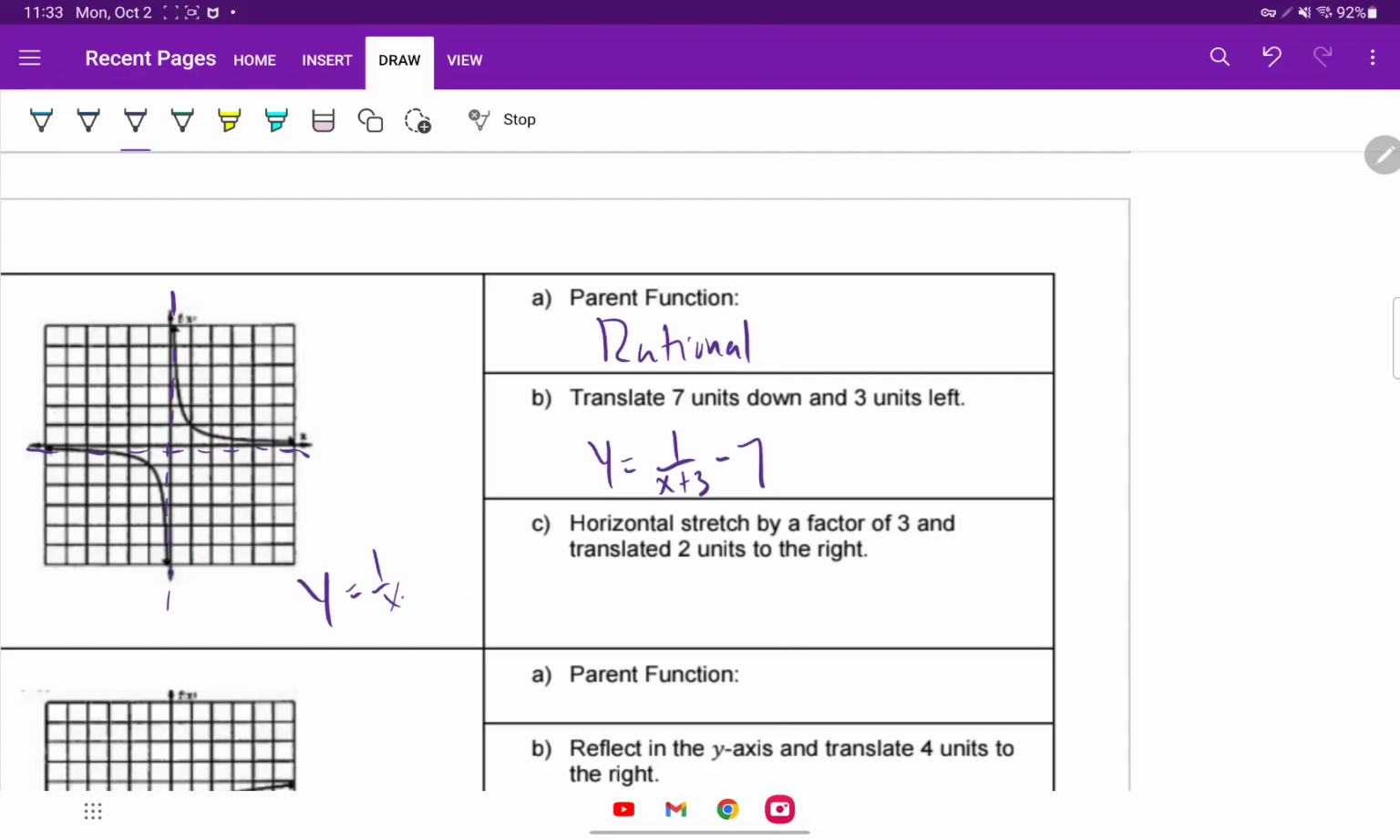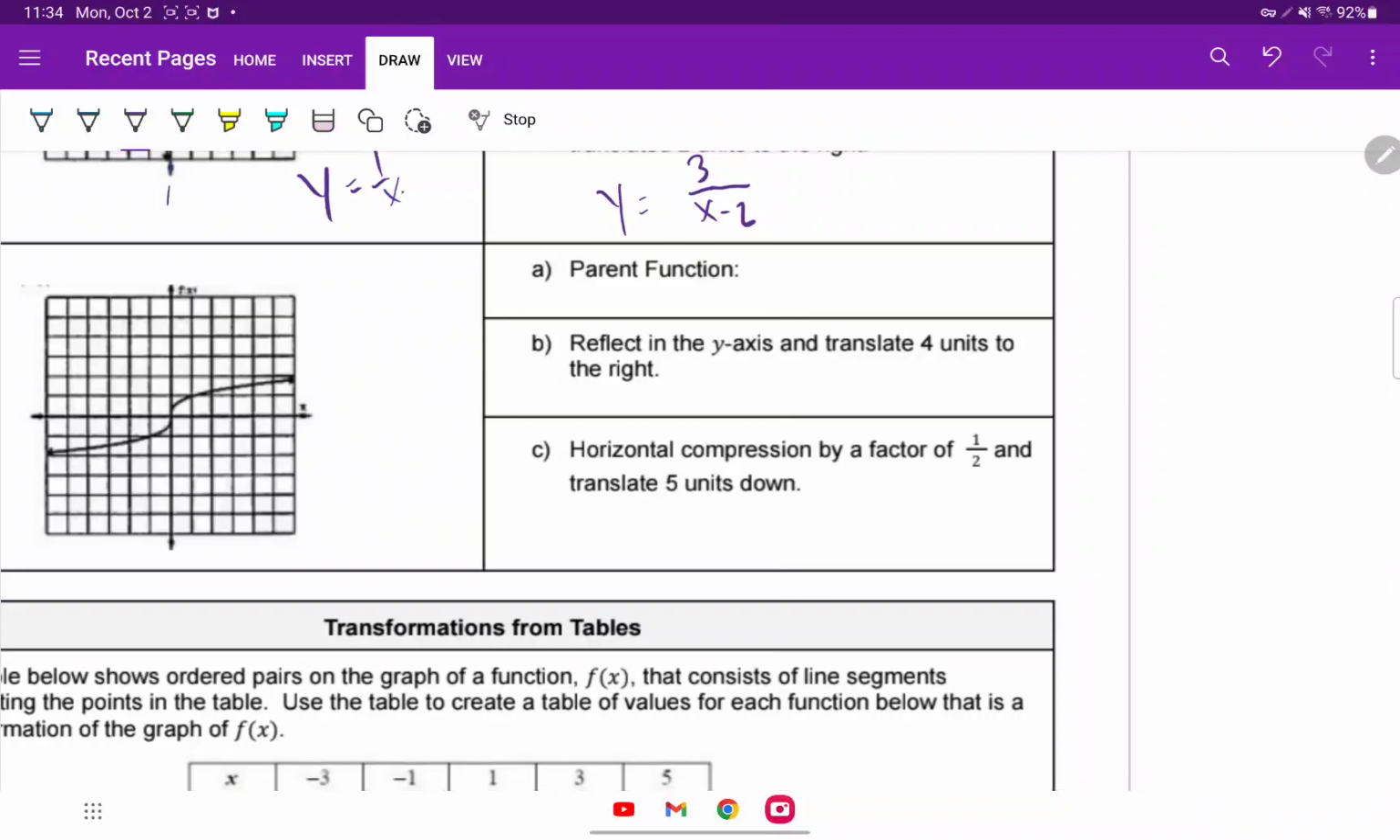All right, and then for letter C, horizontal stretch by a factor of 3, so that 3 needs to go in front of the x. Horizontal stretch by a factor, oh, sorry. That was a mistake on my part. So that 3 actually goes on top. It changes the place of that 1 to a 3. That's a vertical stretch of 3. And then translate it 2 units to the right, when the bottom with the x is minus 2.